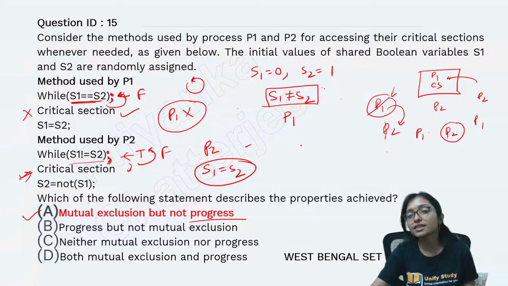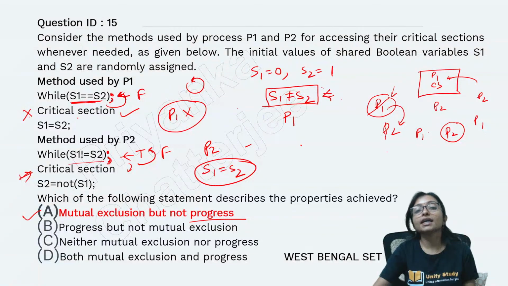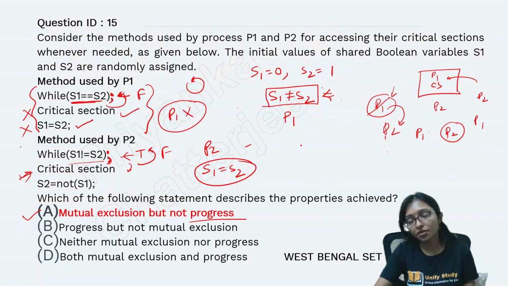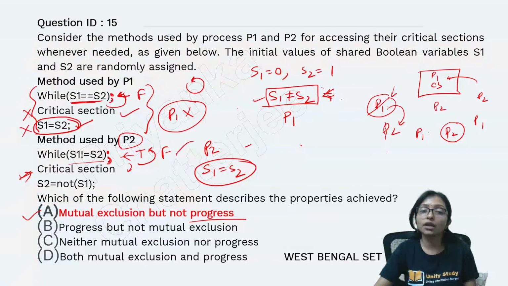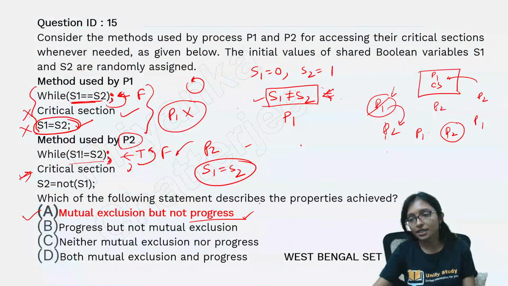Who will change this value? This value is changed only by P1, when P1 executes this code. But P1 is not executing, P1 is not interested. That's why this line is not executed, and that's why this is not changing. Although P2 is interested, P2 is not able to run the critical section. That's why it is not progress.